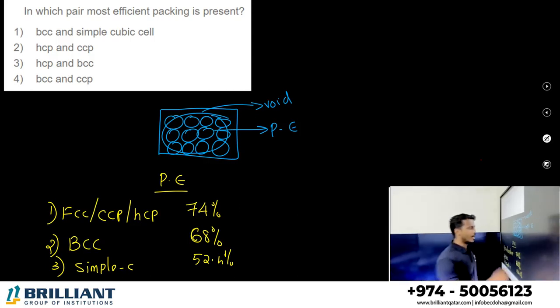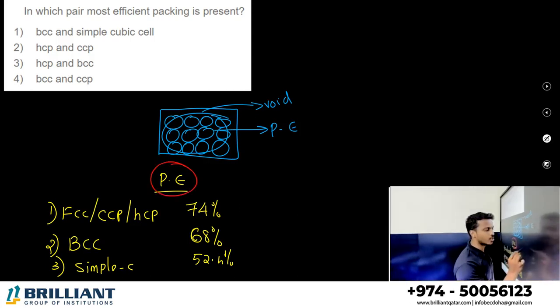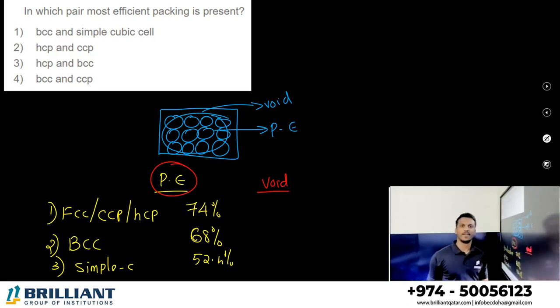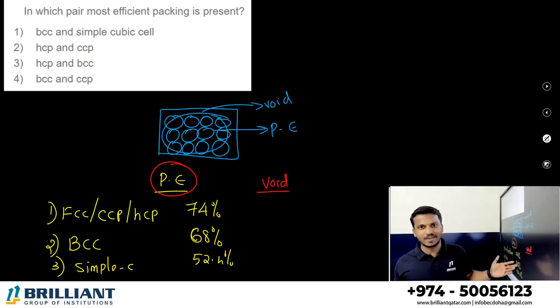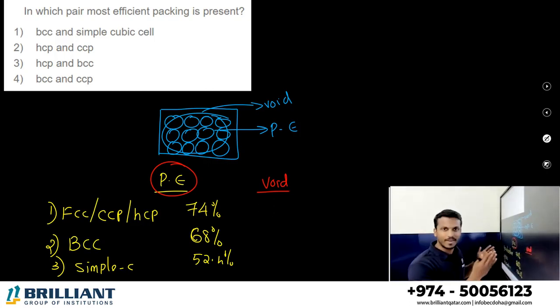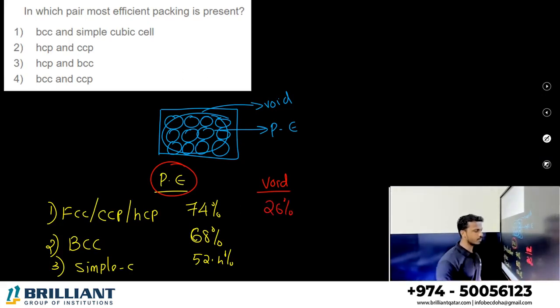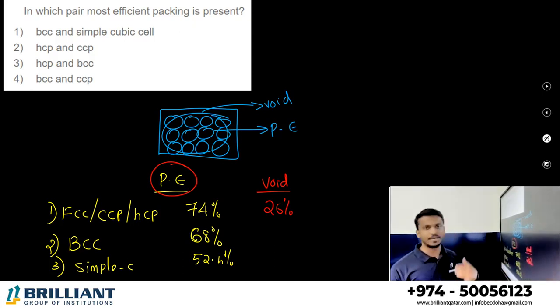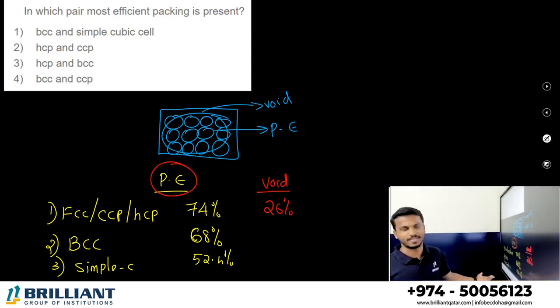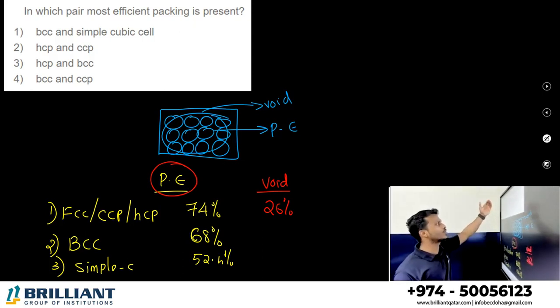And one more question, if you know packing efficiency, sometimes they will ask you what is the free space or void. If you consider the crystal as 100%, 74% in FCC is packed by spheres. So what is the remaining volume? To find the void or free space in a crystal, you just subtract the packing efficiency from 100. 100 minus 74, that is 26%. 100 minus 68, that is 32%. 100 minus 52.4, that is 47.6%. That's it.